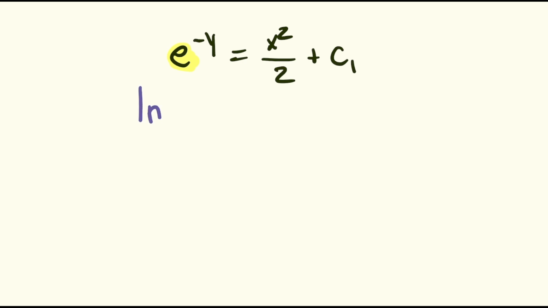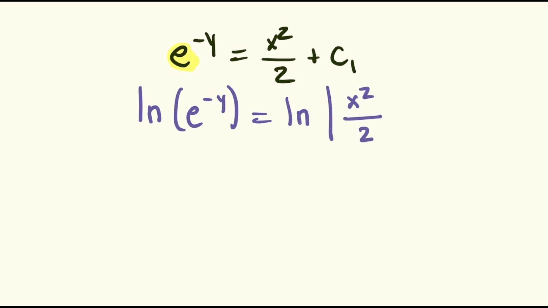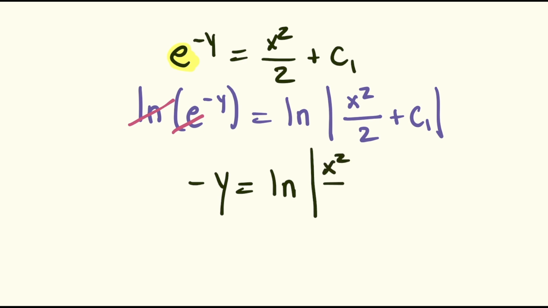When we take the natural log of one side of our equation, because there's an equal sign there, we need to take the natural log of the other side of our equation as well. So now we have natural log of e to the negative y is equal to natural log of x squared over 2 plus c1, all in absolute values. Notice our natural log and e are opposite functions. They're going to cancel each other out. And we're left with negative y is equal to natural log of x squared over 2 plus c1.